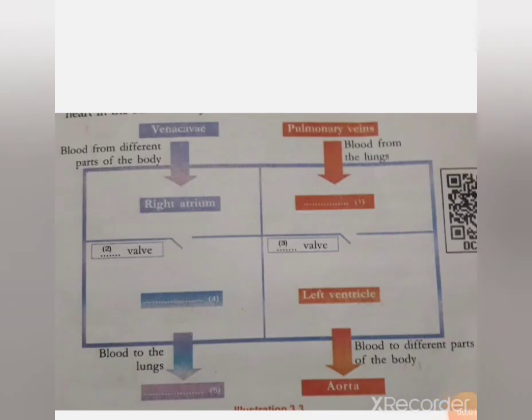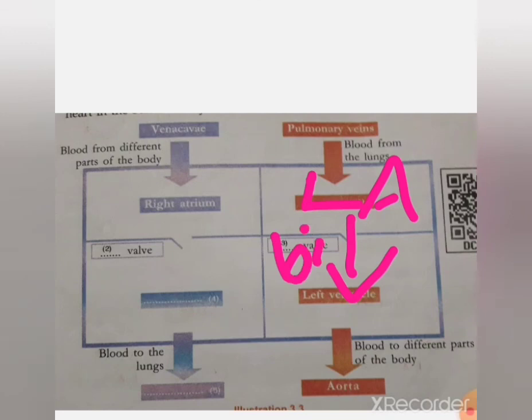Pulmonary veins carry oxygenated blood or purified blood from the lungs to the left atrium. Then when the left atrium contracts, this pure blood flows to the left ventricle through the bicuspid valve. Then the ventricle contracts, and this blood flows to all parts of the body through the aorta.